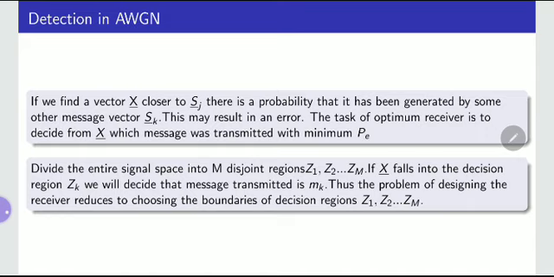So stated otherwise, we can divide the entire signal space into M disjoint regions, Z1, Z2, etc., Zm. If X falls into this particular region Zk, we will decide that the message transmitted was Mk.